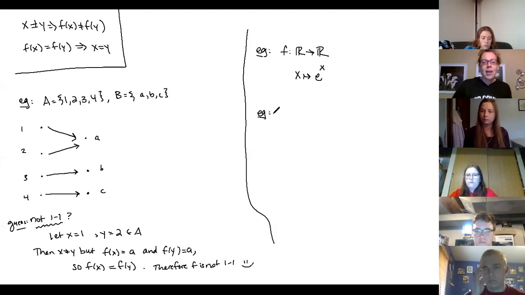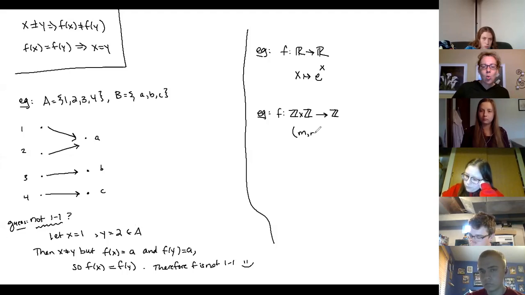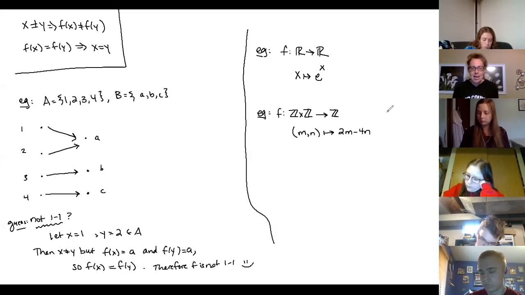And then my second one, f goes from the integers cross the integers to the integers. I got to give you a rule in a second. So this is going to take as input an ordered pair. We will call it (m, n), and send it to 2m minus 4n.